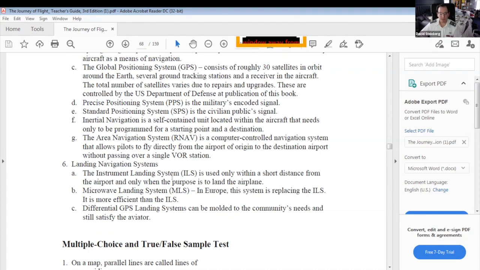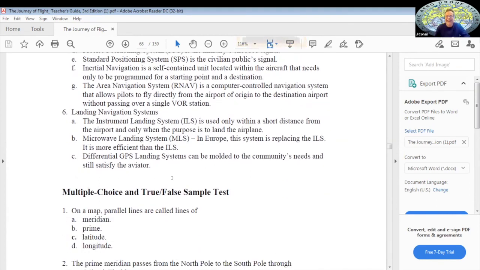Question number one. On a map, parallel lines are called lines of. C is correct. Yep. Next one, number two. B, Greenwich. That is correct.